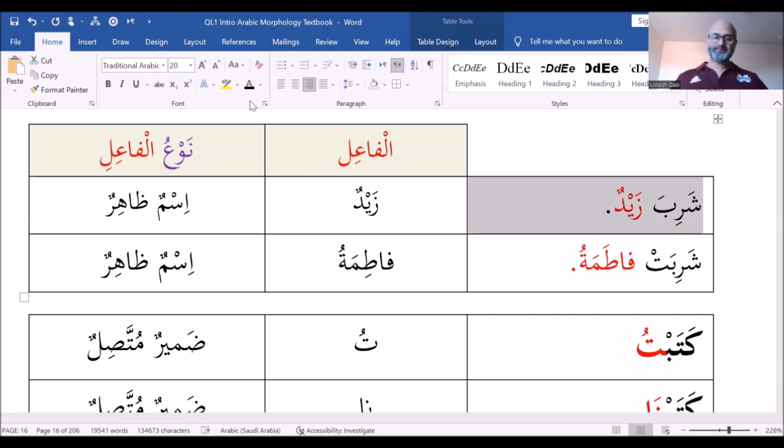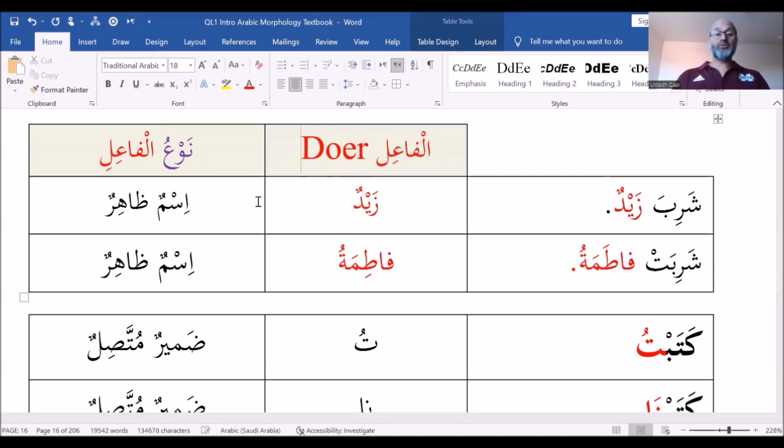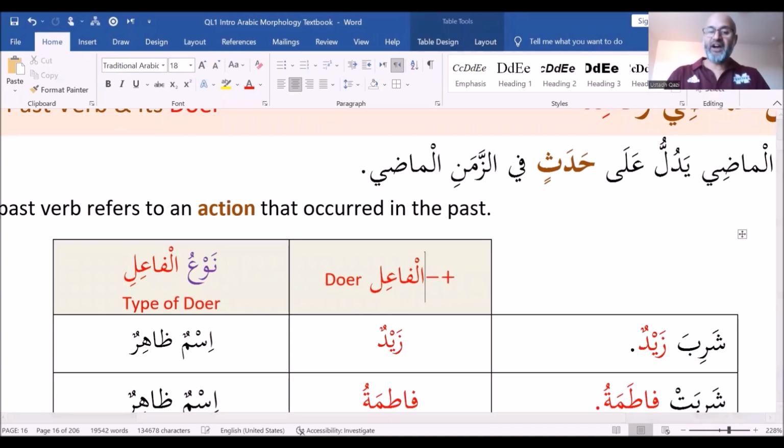So Shariba Zaydun, the fa'il is Zayd, and we're going to use in this textbook the color red for fa'il. And we're going to use different colors for different things. And we're also going to identify not just the fa'il, the doer, but also the type of doer, nau' al-fa'il, because there are different types of doer. So we will always identify the fa'il of a fi'l.